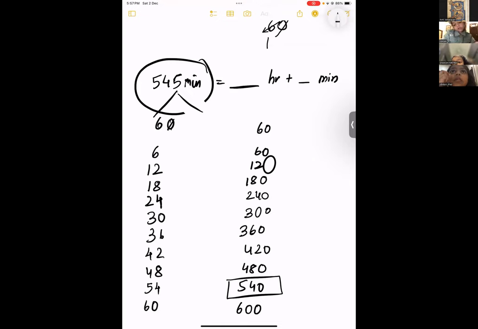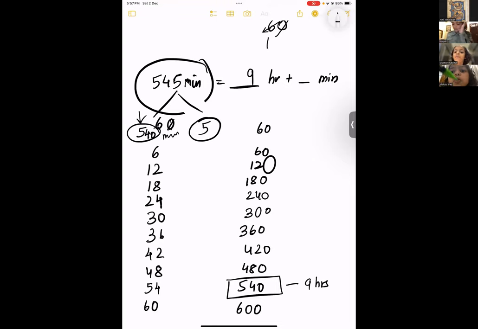Fantastic. Who gave me the answer? Ma'am, Samaira. Very good. Now see, we broke 545 into 540 + 5. Where did this concept come from? Breaking into expanded form, as I have taught. It is the same way that we can write 545 as 540 + 5. Now we know that 540 minutes is equivalent to 9 hours. You just told me.